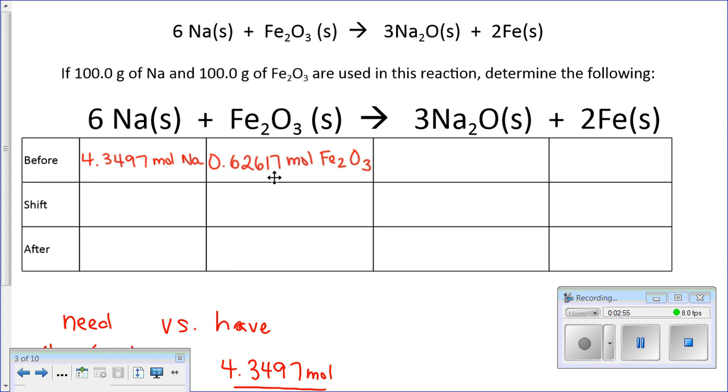0.62617 moles of iron 3 oxide. And I just showed you that calculation. I don't have any moles of either product because I haven't made product yet. The reaction hasn't started. So I have to figure out what is my limiting reactant.